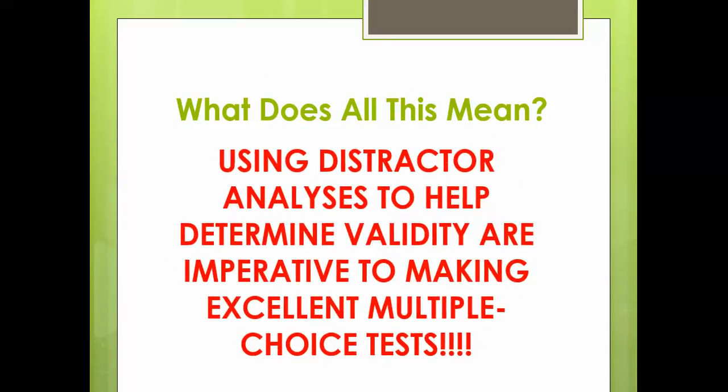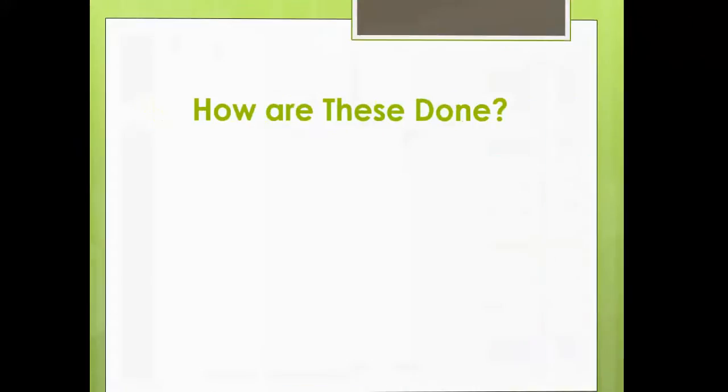Using distractor analysis to help determine validity is imperative to making excellent multiple choice tests, and that's something that we need to strive to do, because standardized tests are so often multiple choice that you want to try to avoid bias. And as we all have heard in the educational field, standardized tests can be racially biased, or biased in all kinds of ways. But by doing these analyses, you can try to eliminate that as much as possible.